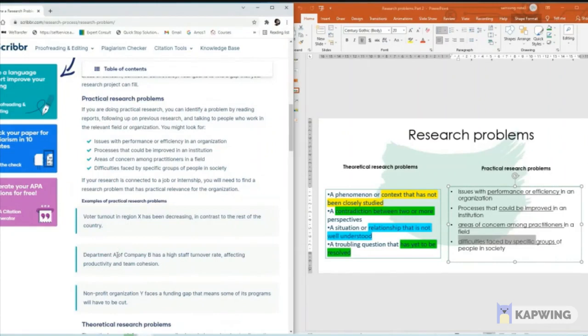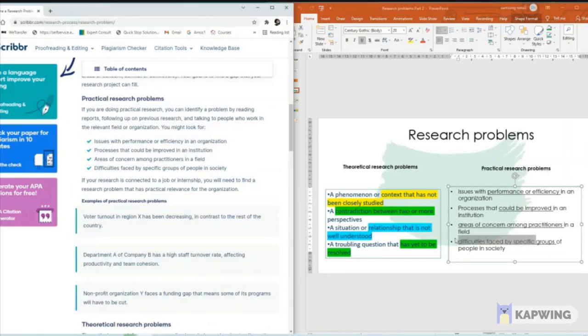Another practical research problem would be where Department A of Company B has a staff turnover rate affecting productivity and team cohesion. This is the actual experience that they found out: because the staff turnover rate is very high, as a result it affects the productivity rate. And lastly, a non-profit organization faces a funding gap, which means that some of its programs will have to be cut. So these are the practical research problems.